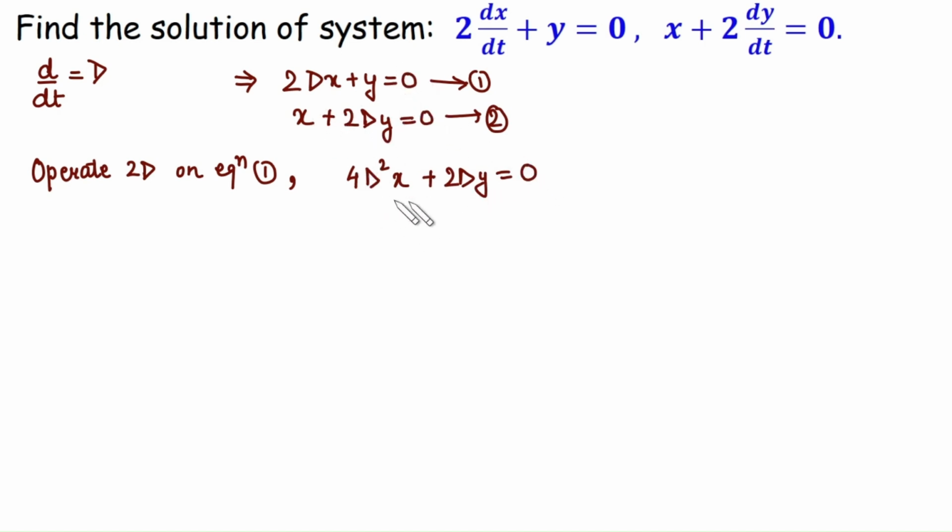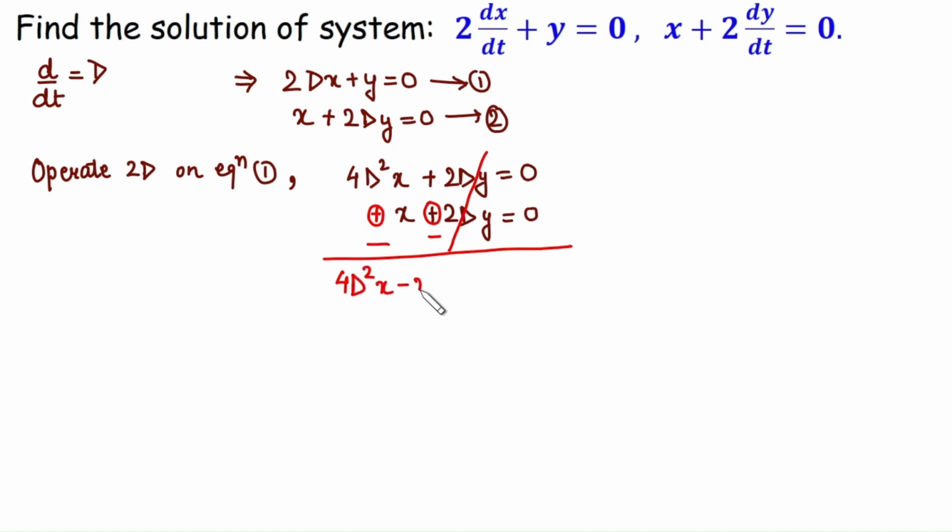Now subtract the second equation from here. For that we first change the signs. And after subtraction, what does this result in? These two terms are the same with alternate signs, so they get cancelled. From here we have 4D square x minus x is equal to 0. Now this is a second order differential equation for the dependent variable x with independent variable t. Let's solve this. So (4D square minus 1) x is equal to 0. We can take x outside and we get this type of differential equation, and this is a homogeneous differential equation.